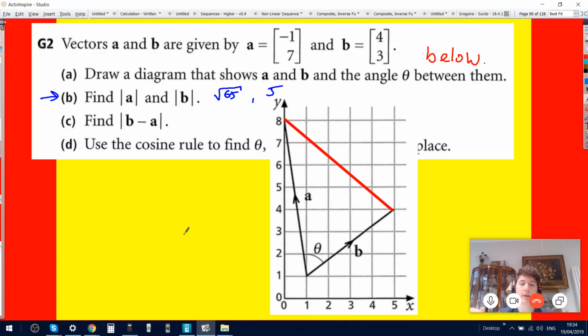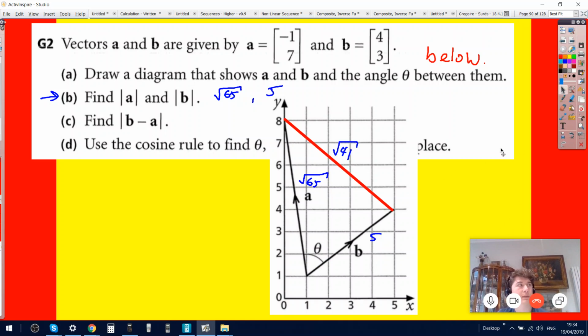Okay. So on the graph, it's square root of 5 squared plus square root of 4 squared, which is square root of 41. So that's root 41. B was 5, and that was root 65. You have to use the cosine rule to find theta, the angle theta.